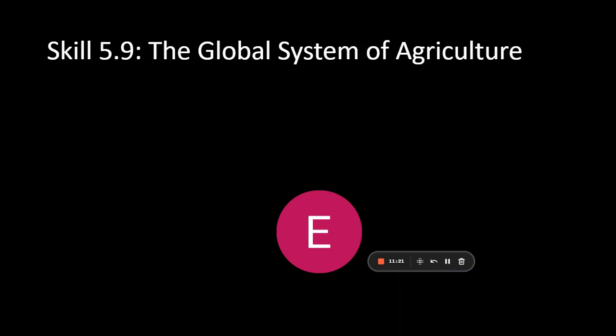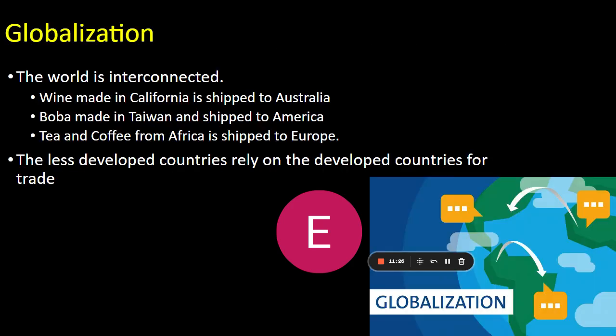All right. So next skill, the global system of agriculture. Globalization. What's the first section of that word? It's global, which means the world. And the suffix means the process of making. So it's the process of making something worldwide.